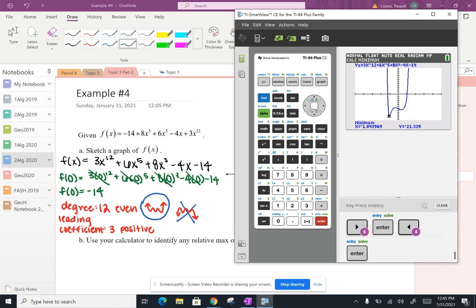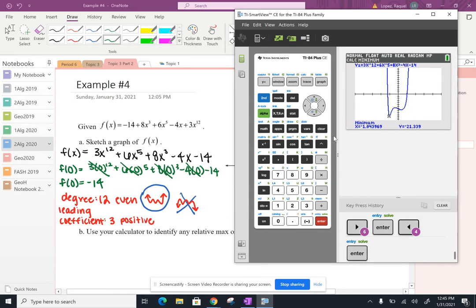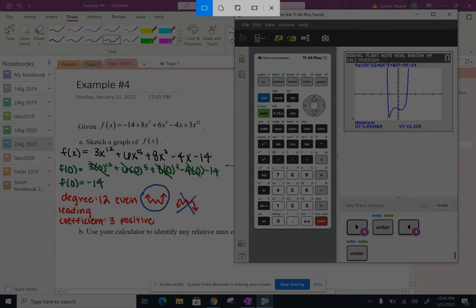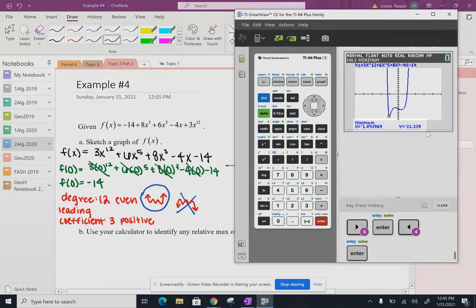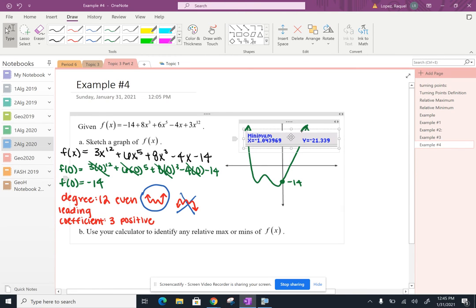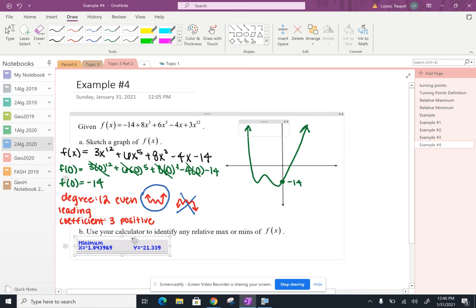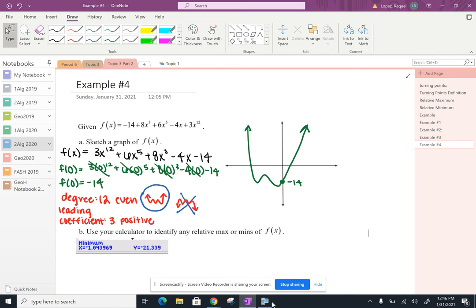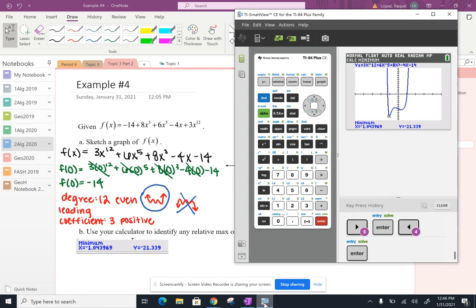So I've got one minimum at x equals negative 1.04. And what I'm going to do is I'm just going to copy and paste that into my solution over here, down here to where my answer is. Perfect. So that's one of my minimums.